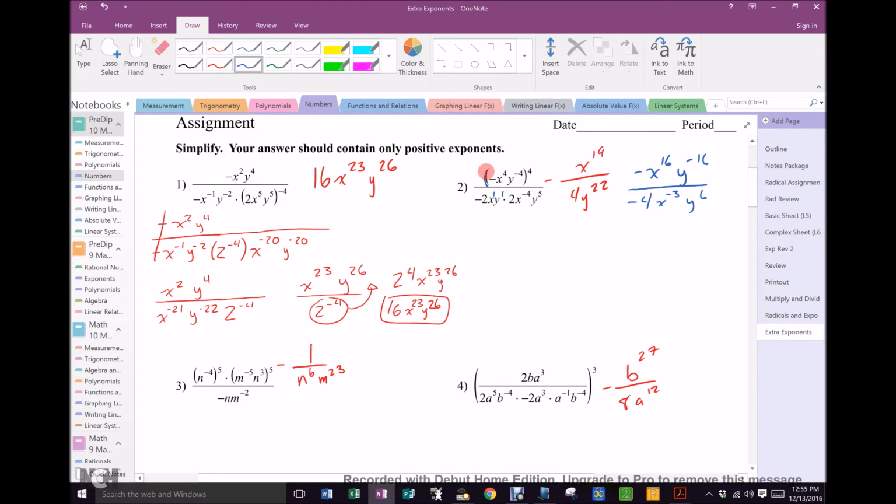This negative is inside the brackets, yes? So is it part of the base here? It's negative to the 4th power, so it becomes positive. So 16 minus negative 3 gives me the 19, because I'm going to split this up and do just my x's. Then I'm going to do just my y's. What's negative 16 minus 6? y to the negative 22.